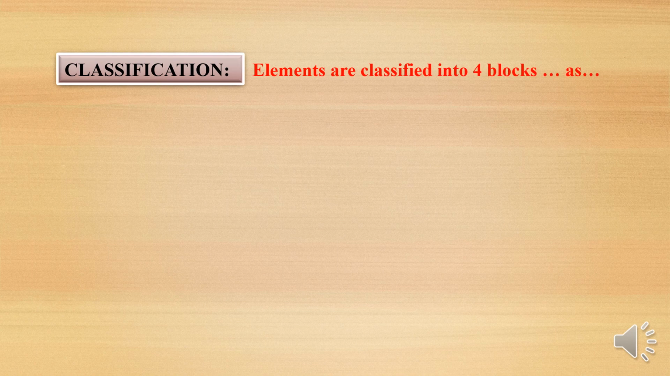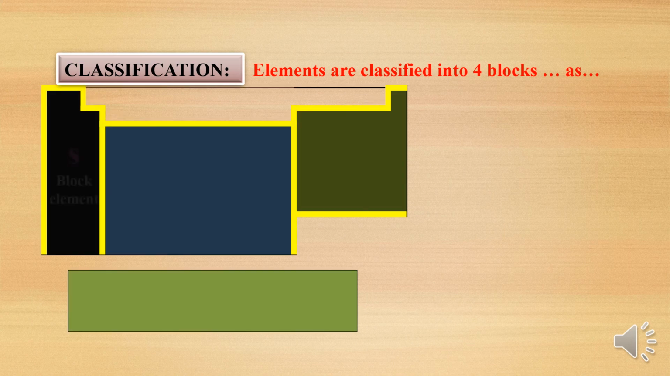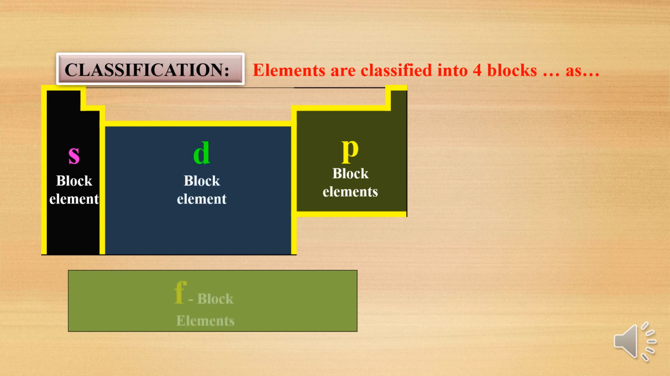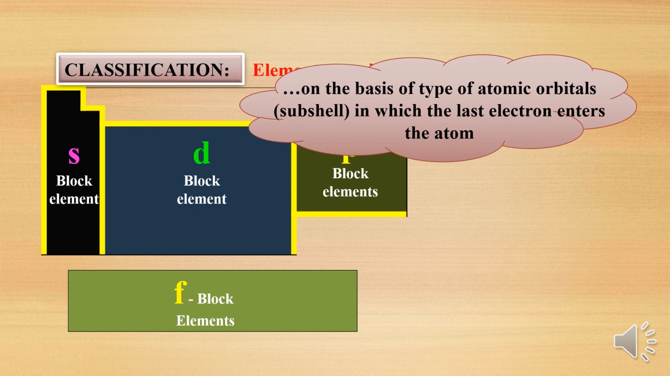So, classification. Elements are classified into four blocks. Already we have studied this in the first PUC. As we know, S block elements, P block elements, D block elements, and F block elements. The classification is done on the basis of the type of atomic orbital, that is the subshell, in which the last electron enters the atom. If the last electron enters the S orbital, it is said to be an S block element. If the last electron enters the D orbital, it is a D block element. If the last electron enters the P orbital, it is a P block element. If the last electron enters the F orbital, it is an F block element.